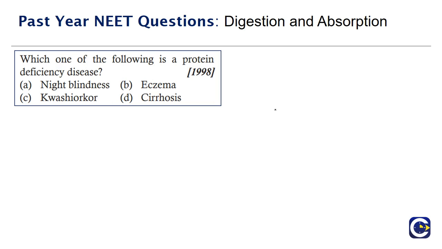Which one of the following is a protein deficiency disease? The options given are night blindness, eczema, kwashiorkor, cirrhosis. Night blindness is due to vitamin A deficiency. What is eczema? Eczema is a skin disorder. It can be due to various reasons, but not any deficiency. What is cirrhosis? Cirrhosis is inflammation and fatty deposition in the liver.